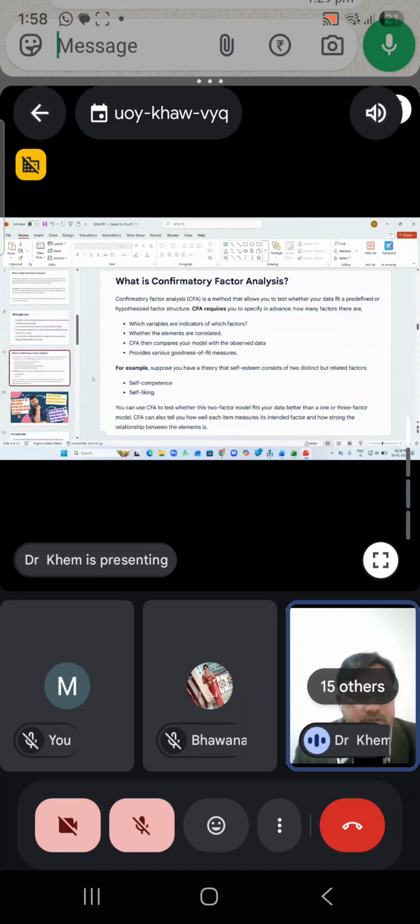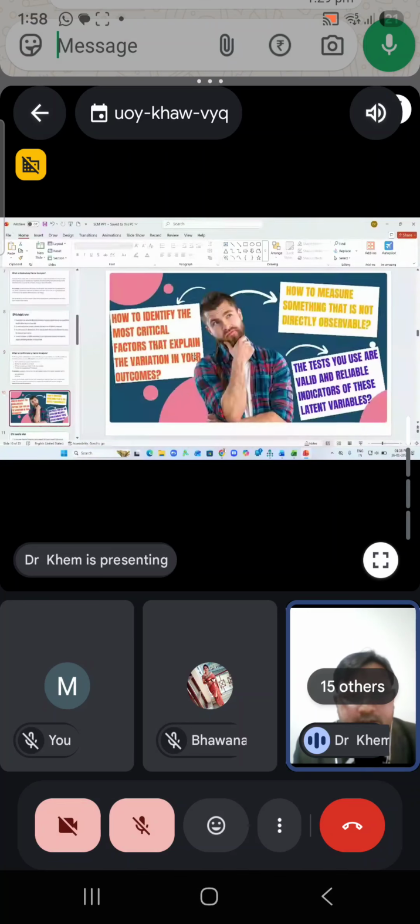Now confirmatory factor analysis, we understood this part. Now the question arises here: how to identify the most critical factor that explains variation in your outcomes? How to measure something that is not directly observable? The tests you see are valid and reliability indicators.